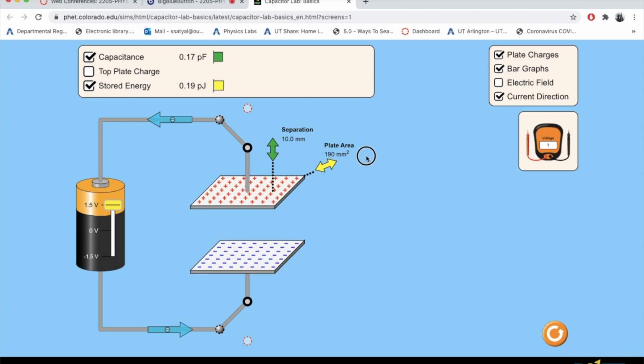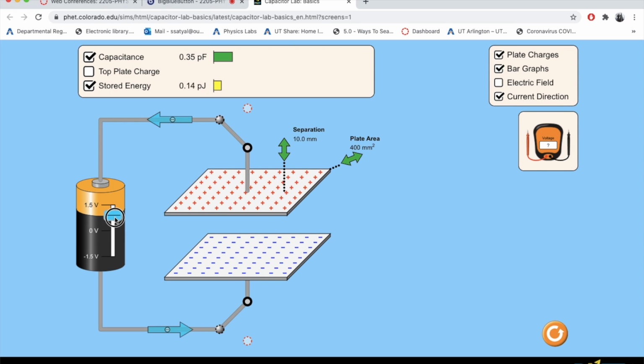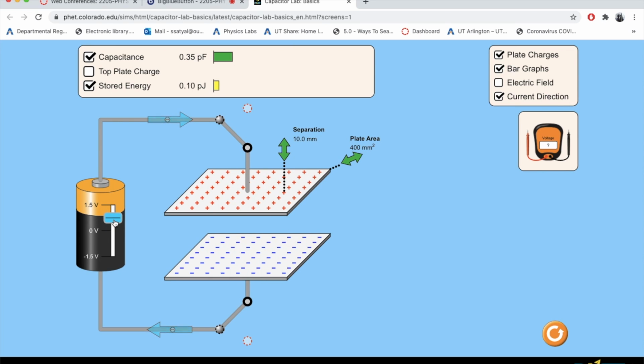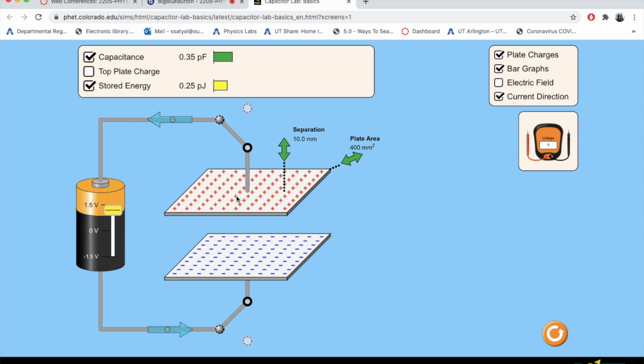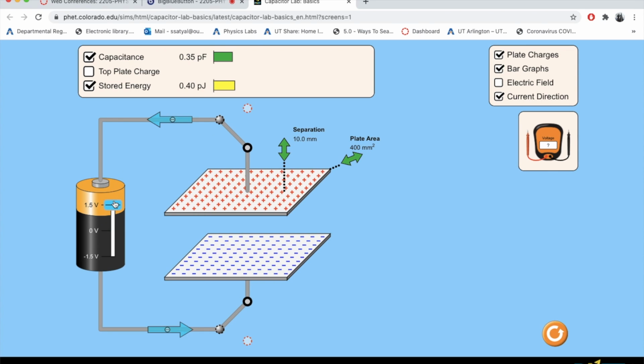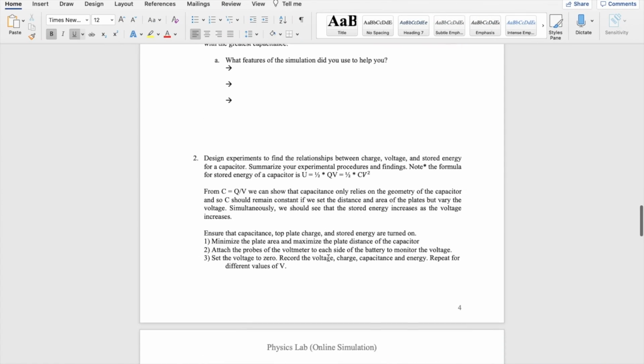You can also change the area, and now you can change the voltage. Your Q equals CV. Your charge stored here is proportional to volts, so if you increase the volts, the charge would increase, and also your potential energy, you see, increases. And that would do the first part.